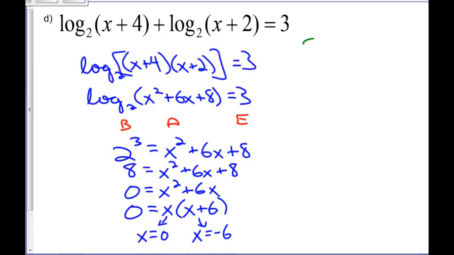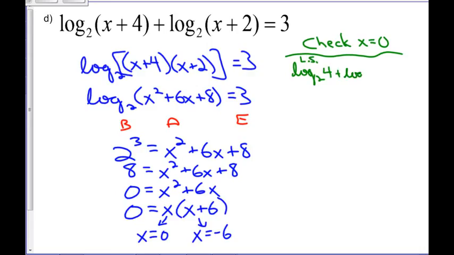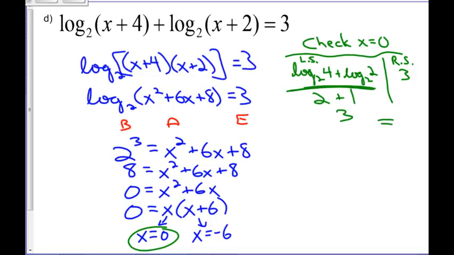Let's check them out. Let's check x equals 0. It gives us log base 2 of 4 plus log base 2 of 2. On the right side, it would give us the number 3. Those are all okay things to do. You can take the log of 4, you can take the log of 2. This one is great. We could follow it through. Log base 2 of 4 is 2. Log base 2 of 2 is 1. Yay. But really, right at this stage, we know that everything's going to be okay.